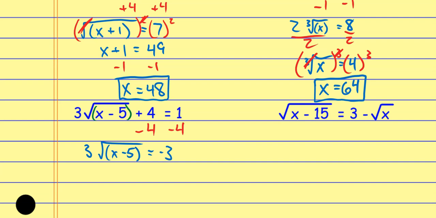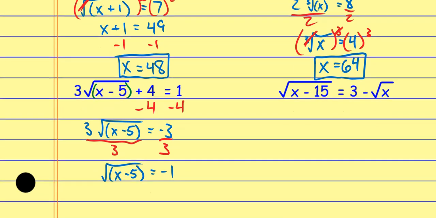Now I undo multiplication and division. So I'm going to undo the multiplying by 3 by dividing each side by 3. And once again, the reason I undo the root before that minus 5 is that the x minus 5 is technically in parentheses, okay?